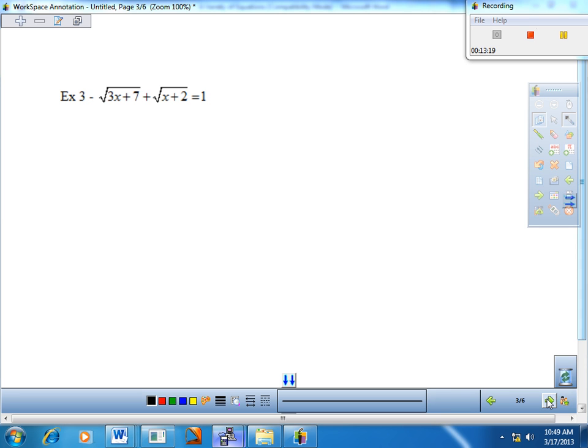Example 3, 2 roots. And how are we going to pull this one off? All right, well, let's see. I'm going to follow my instructions to myself, essentially, and to you. I'm going to isolate a radical. Unfortunately, I have 2 radicals.